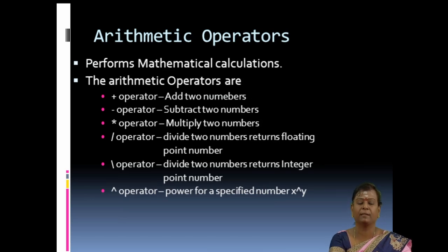Focusing on arithmetic operators, they perform all mathematical calculations. The arithmetic operators are listed below: plus to perform addition, minus to perform subtraction, star to perform multiplication, slash for division. Along with the slash, in our .NET framework we have the backslash operator also. This has a unique behavior. Just a slash will divide two numbers. This backslash divides the two numbers but returns only the integer part; the decimal point will be neglected. Next is the power operator, used to perform the power operation.